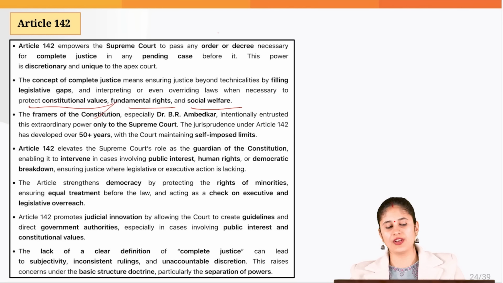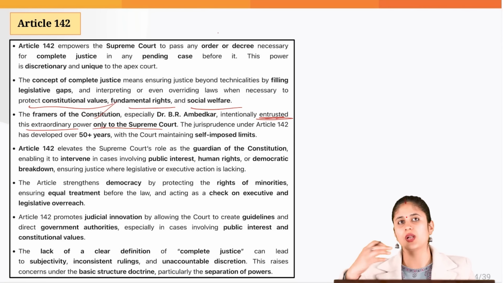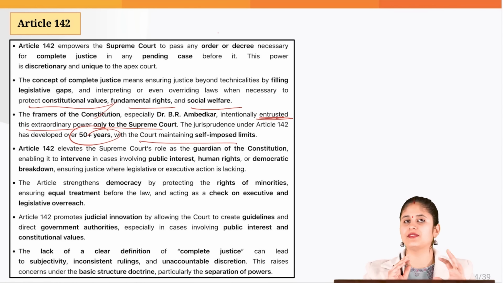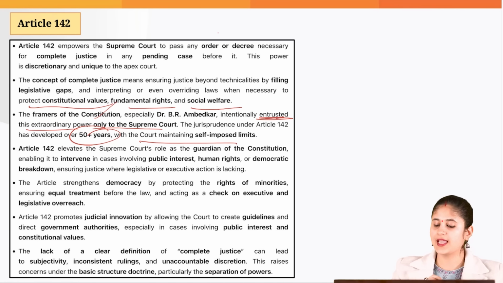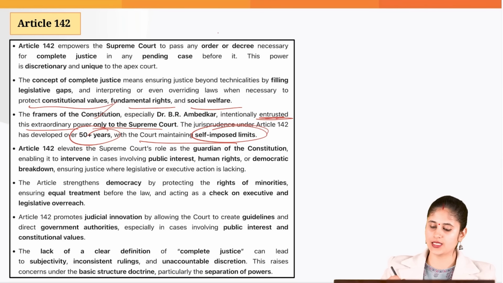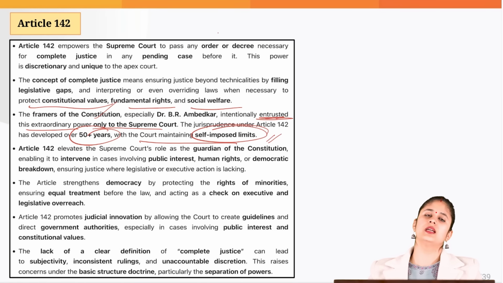When it comes to the framers of the Constitution, Dr. Ambedkar intentionally entrusted this extraordinary power only to the Supreme Court and not to the higher courts and other courts. And when it comes to the Supreme Court, we have seen that it's not like in every case the Supreme Court is using this discretionary and plenary power. It has exercised it within self-imposed limits also. I'll be discussing the relevant case law also, wherein the Supreme Court has stated that it's not like always the Supreme Court would be giving a verdict which goes against the prevailing laws.